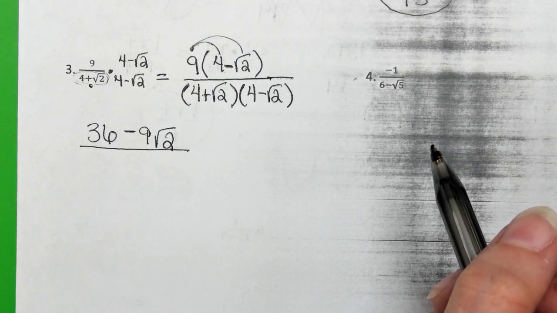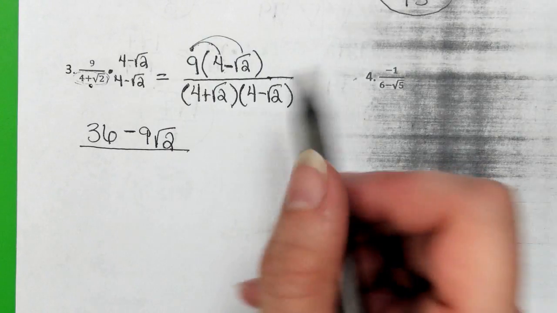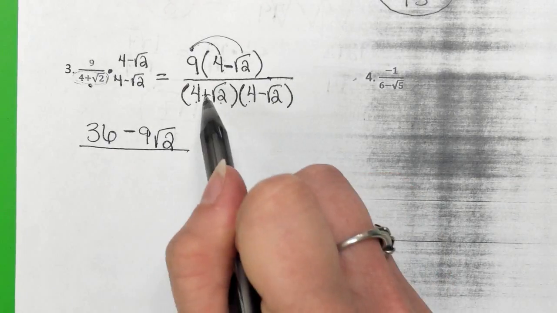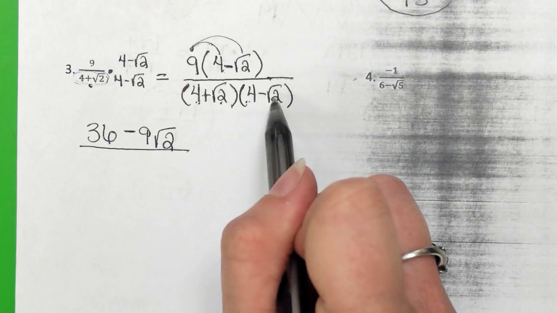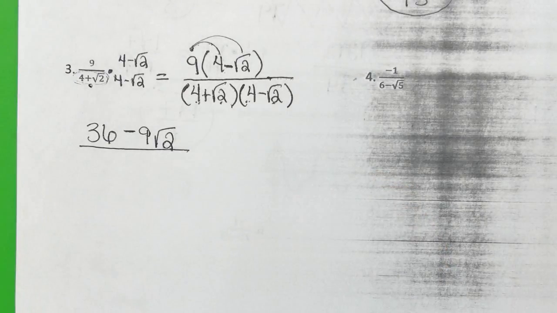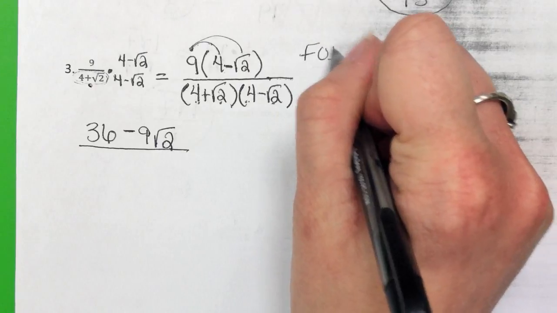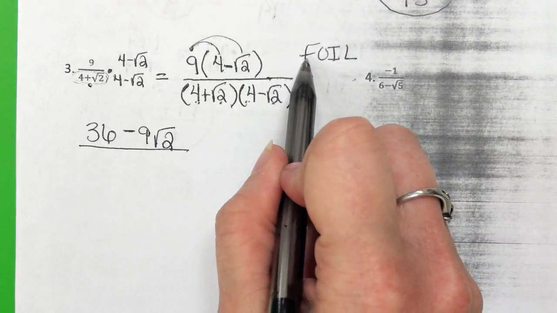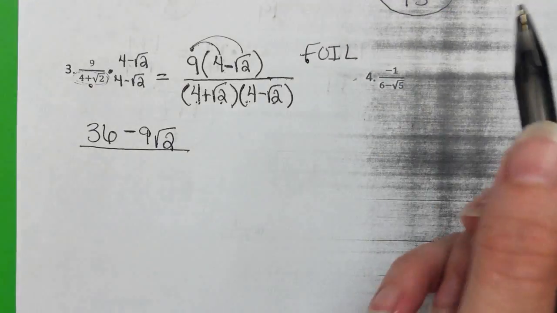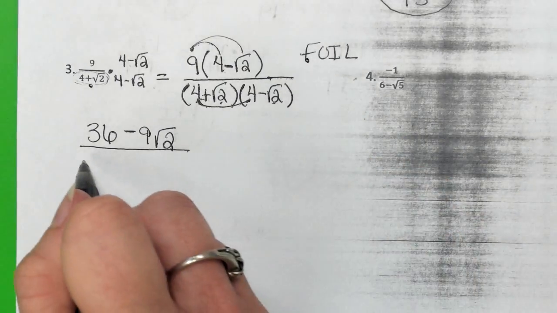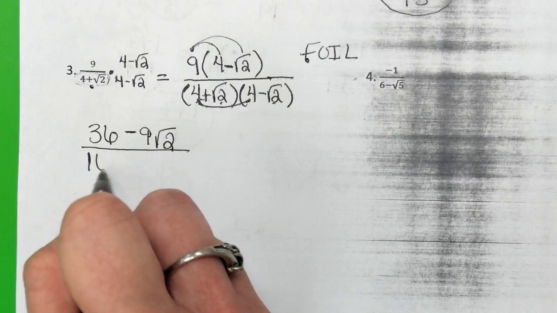Y'all okay? All right. So, how many terms does this have? 4. Oh, it's been a minute. Do you remember what we do with 4 terms? FOIL. Very good. All right. So, what did this stand for? First. What's the first? 4 and 4 gives me 16. Very good.